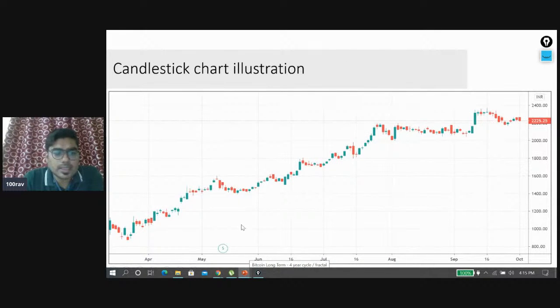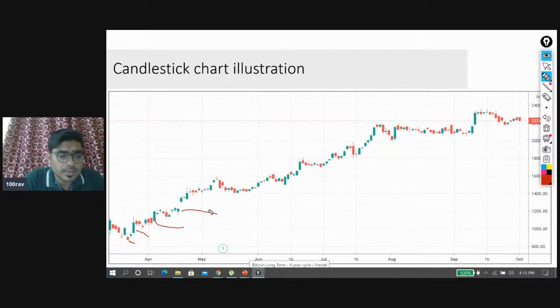Okay, this is an illustration of how a candlestick chart looks like. I have removed the stock name and everything just to have a view on it. So what do we observe here? If you see all of these candles, they have a different kind of structure, right? See, this, this, or maybe this. So all of these have different structures. That's why they give us different information.